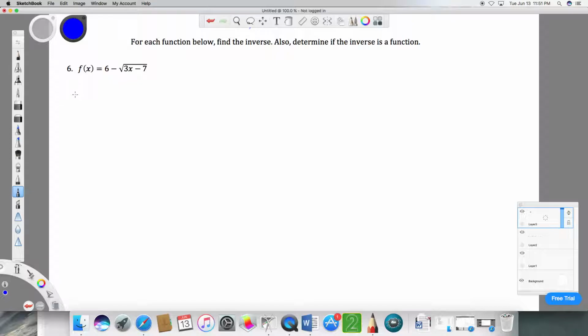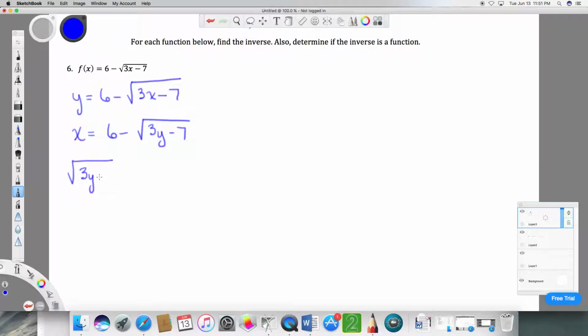I'm going to switch the domain and range. So I've got y is equal to 6 minus the square root of 3x minus 7, and I'm going to switch the x and y. So x equals 6 minus the square root of 3y minus 7. And now I need to solve this equation for y.